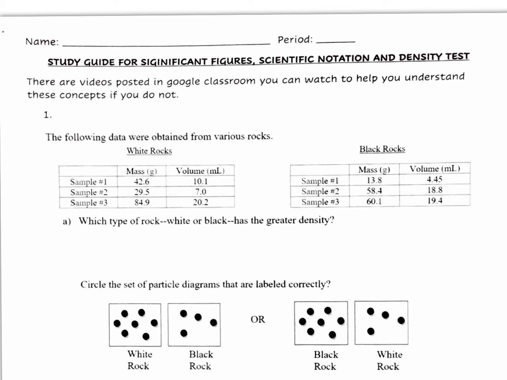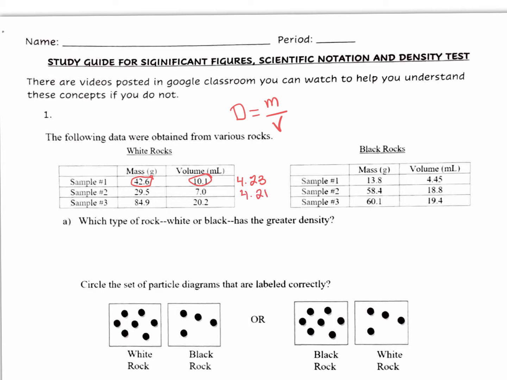So you have to remember what our density equation is. Density is mass divided by volume. So we have 42.6 divided by 10.1. Okay. So if you put that in your calculator, you should get 4.23. Then we have 29.5 divided by 7. So this should give you 4.21.